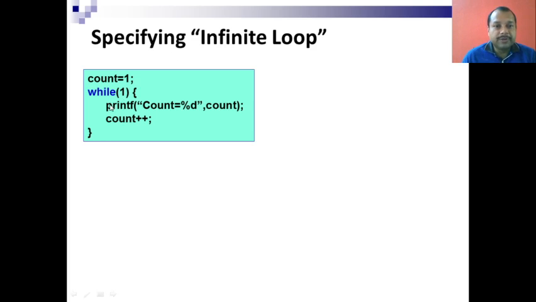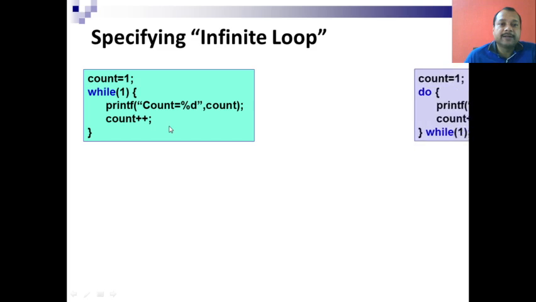Now printf count %d count plus plus, and I will keep on printing. So as long as this condition is true, since if you write 1, then it will be always true. If you write something, as long as that is true, it will be looping. So if you write 1, then it is always true, and if it is always true, then it will keep on looping, and that is called the infinite loop.